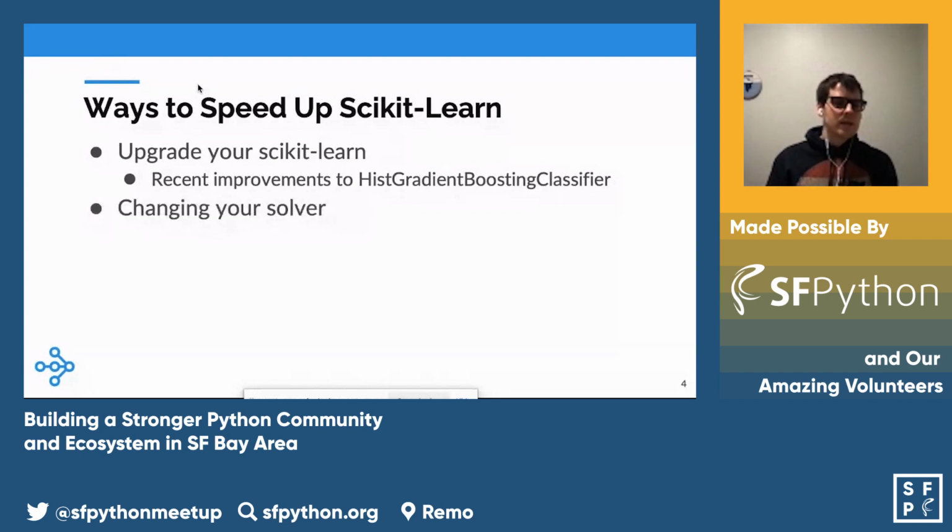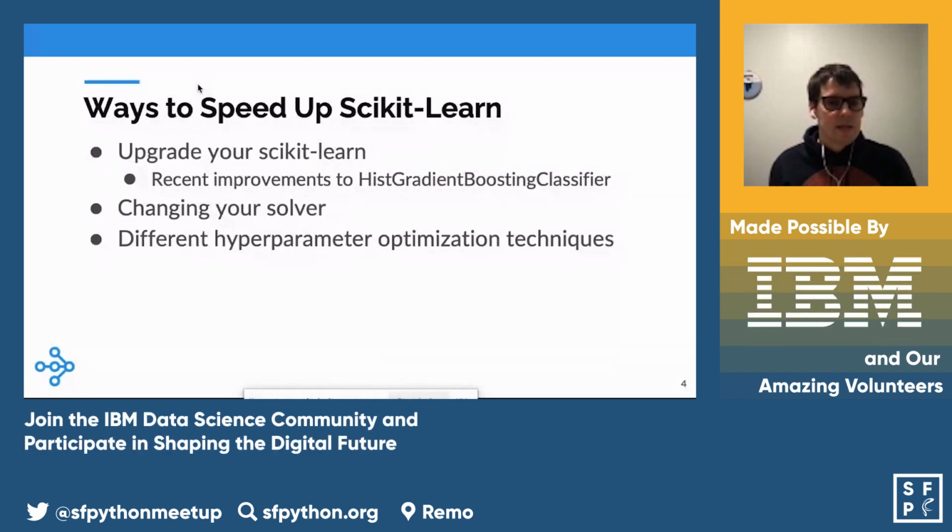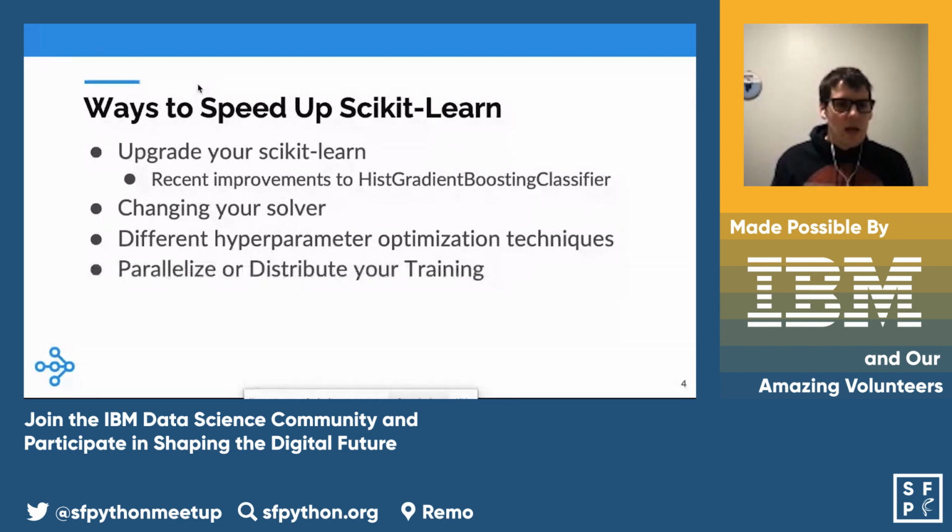Another way is to look at your solver. I'll talk about that in a bit. And there's also a lot of different hyperparameter optimization techniques. So when you have a machine learning model, you can modify your hyperparameters, using optimization techniques to do things more efficiently than grid search, for example.